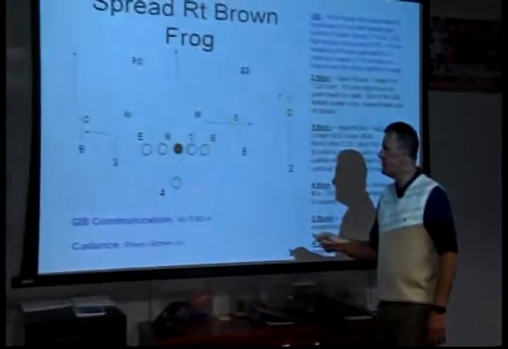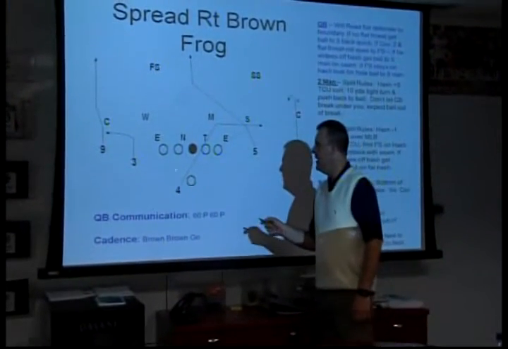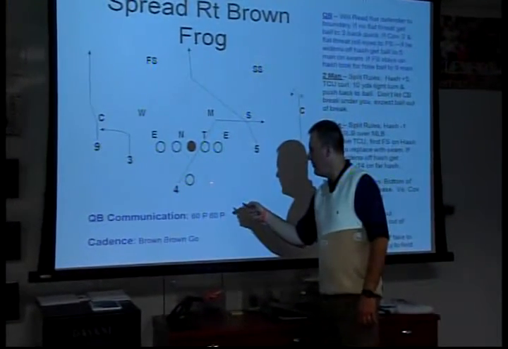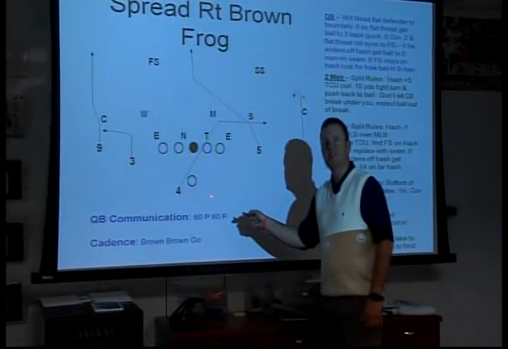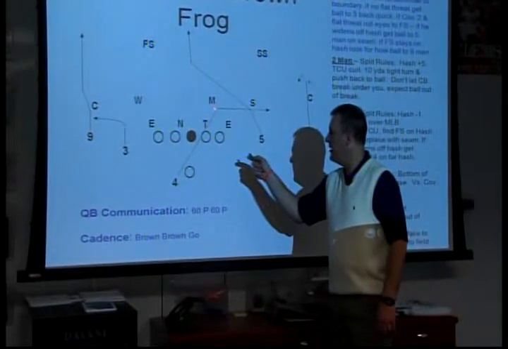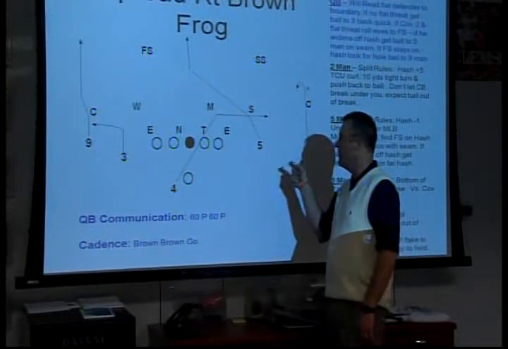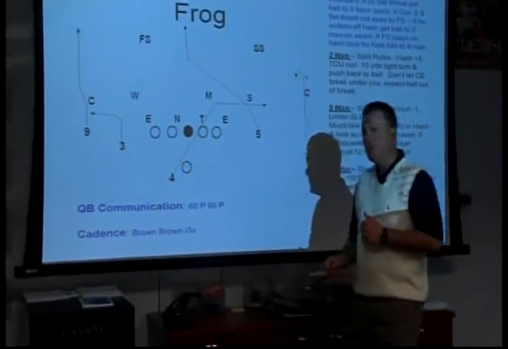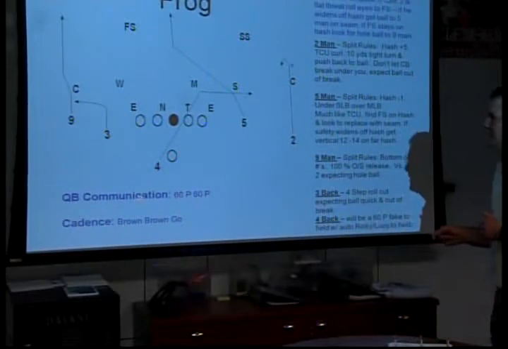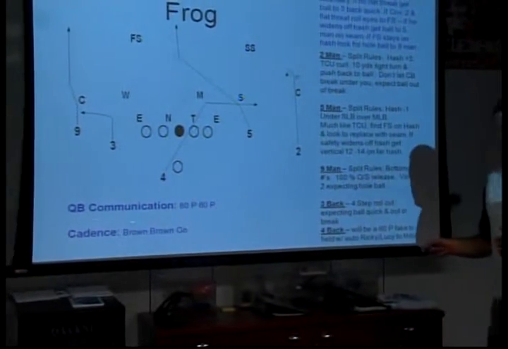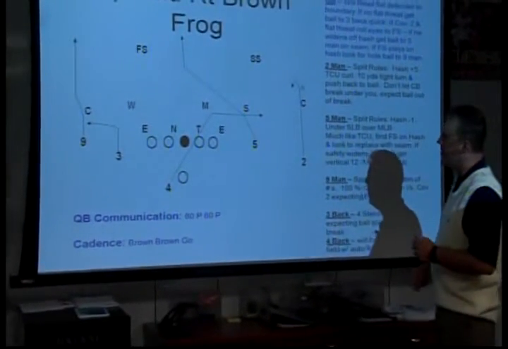So we could have a slant opposite and have a brown frog and have the four-back sitting here, and he's still a 60p, and he's 60p here with a Ricky. So we'll 60p with a Ricky working flat and working to the field. Okay? So there's your communication. The offensive line is 60p, 60p, brown, brown, go.